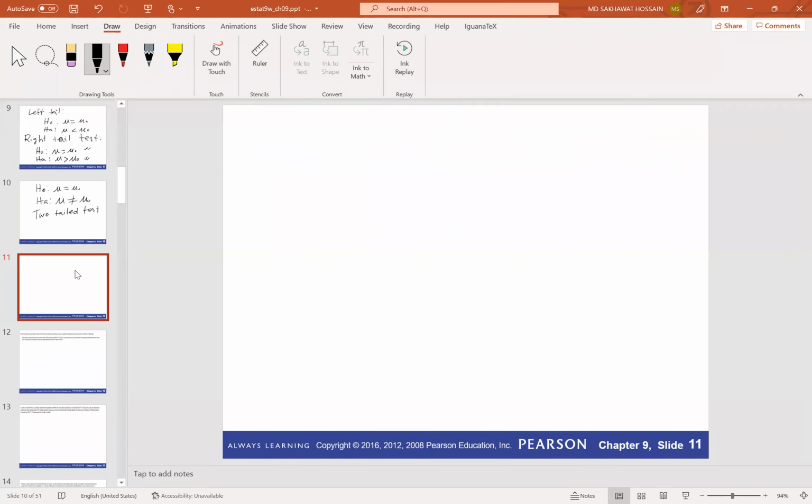Now, the question is, how do we perform the hypothesis test? To perform a hypothesis test, first you need to write down your hypothesis. That means you need to write the null hypothesis and the alternative hypothesis. The null hypothesis will always be mu is equal to mu0.